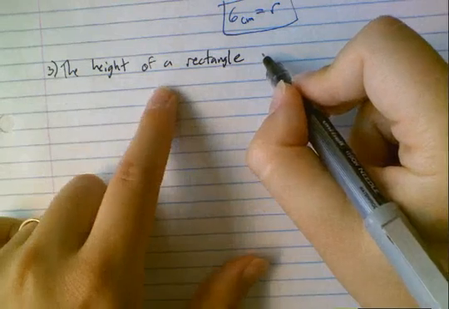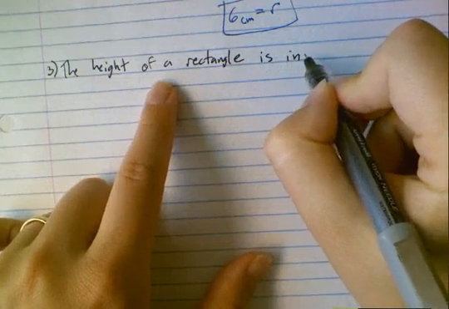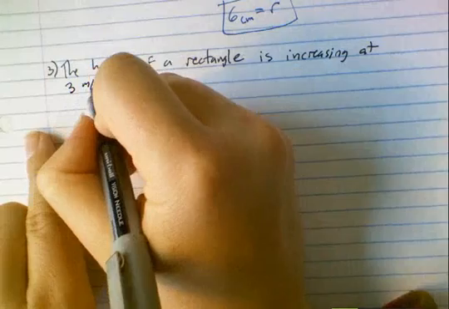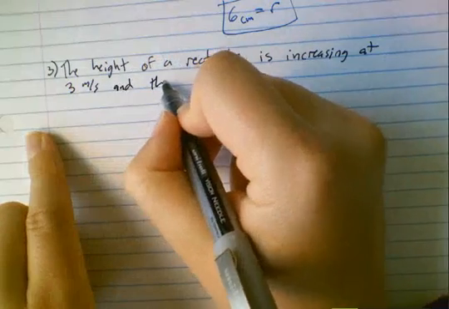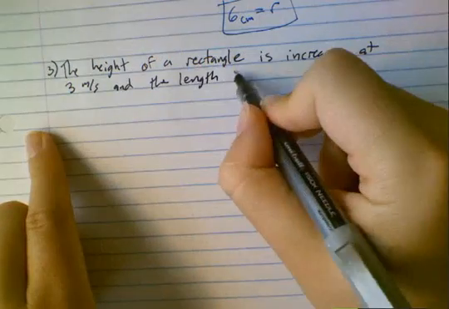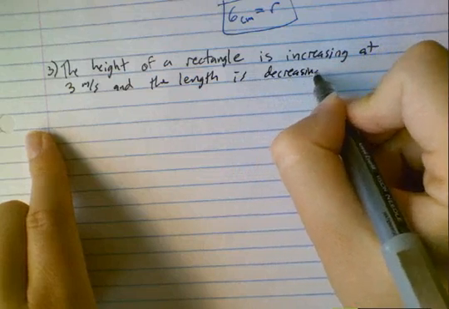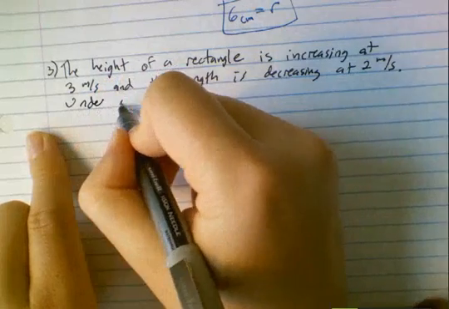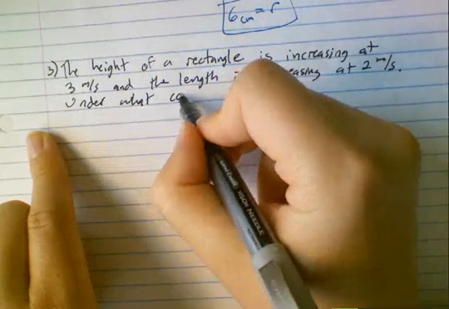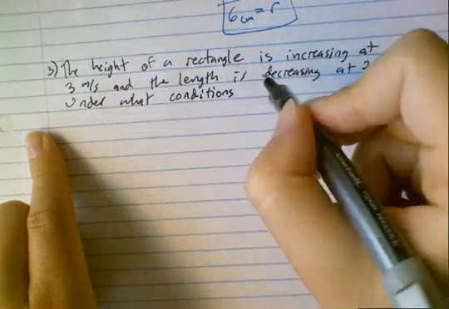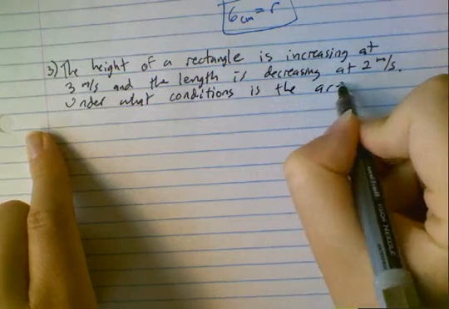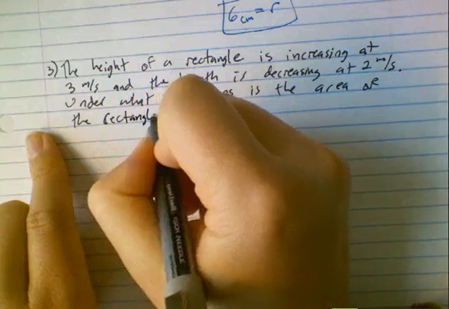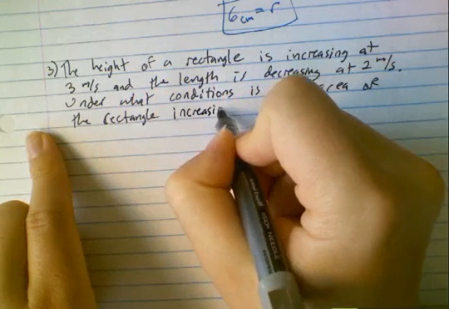The height of a rectangle is increasing at 3 meters per second, and the length is decreasing at 2 meters per second. Under what conditions is the area of the rectangle increasing?